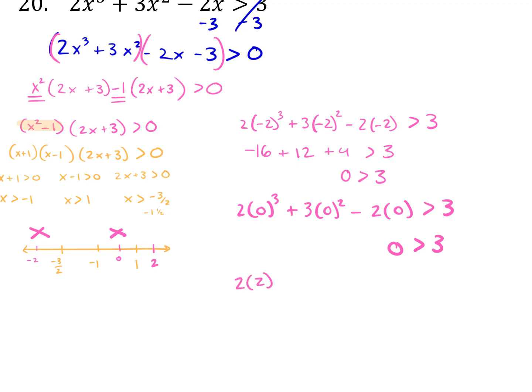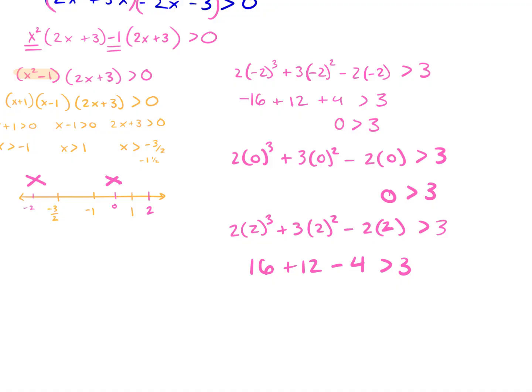So 2 times 2 cubed plus 3 times 2 squared minus 2 times 2 is greater than 3. 2 cubed would be what? 8 times 2? 16. 2 squared is 4 times 3, so plus 12. -2 times 2? -4. 16 plus 12? 28 minus 4? 24. Is that greater than 3? Yeah. So it works here. So that means that it's going to work here.